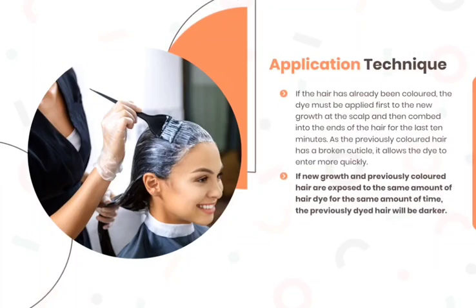If the hair has already been colored, the dye must be applied first to the new growth at the scalp, and then combed into the ends of the hair for the last 10 minutes. As the previously colored hair has a broken cuticle, it allows the dye to enter more quickly. If new growth and previously colored hair are exposed to the same amount of hair dye for the same amount of time, the previously dyed hair will be darker.